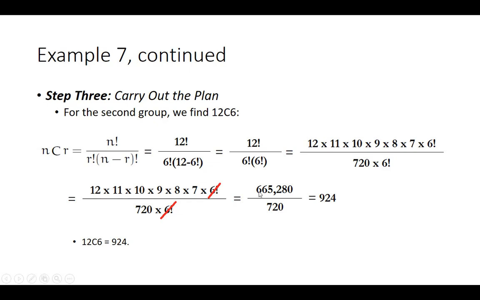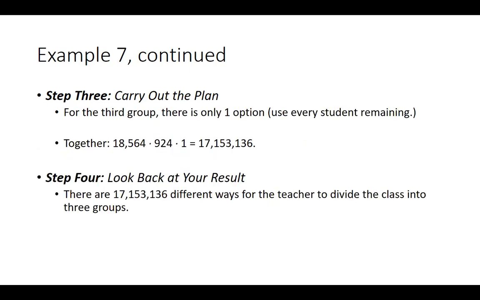If you want to skip all that intermediate calculation, you can use the choose function in your calculator. 12 choose 6 will give you 924 directly. We're still not done because that was the second group only. We have to now account for the third group. But for the third group, there's only one option. We have 6 students left. We need a group of 6. The only option is that we pick every student remaining.